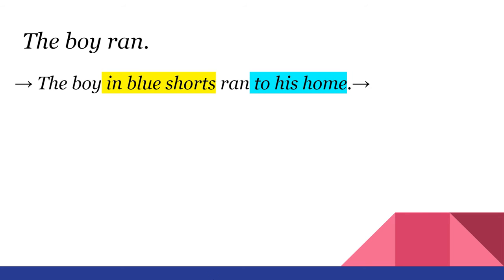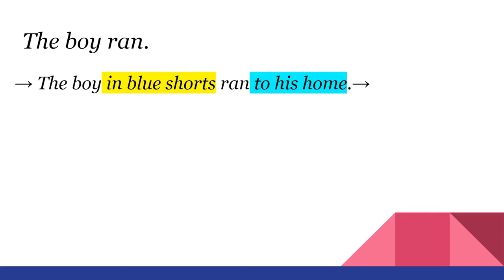Here's a sentence: the boy ran. It's a complete sentence. We have our subject, the boy. We have our predicate verb statement, ran. But we can improve that. And one of the best ways we can improve it is prepositional phrases. Let's take a look. The boy in blue shorts ran to his home. Here we put two different prepositional phrases, one describing the boy and one describing where he ran to.